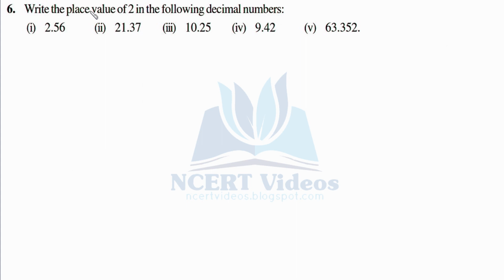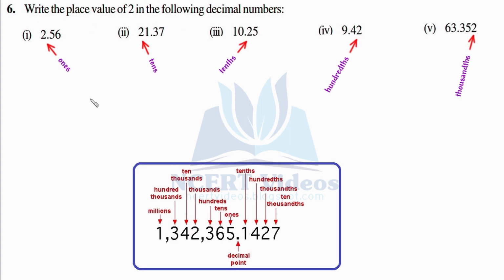6th, write the place value of 2 in the following decimal numbers: 2.56, 21.37, 10.25, 9.42 and 63.352. Here the place value of 2 is ones. You can see here ones. You have to remember these place values. Just learn the place values and you can do any question then. Now here it is after 2 towards left hand side, so 2 is tens. Now here it is tenths. Here it is hundredths and here it is thousandths. So this is your question number 6.